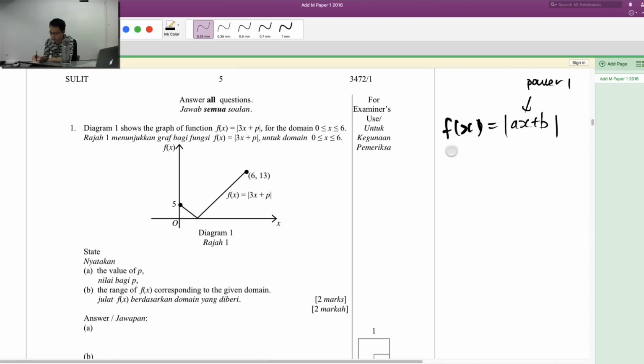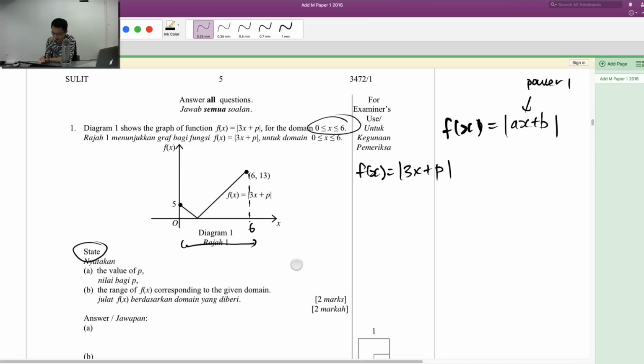We have this equation, f(x) equals modulus of 3x plus p. This is just a range, which tells us it's from 0 to 6. Nothing very special there. The first thing asks you to state the value of p. Whenever you see "state", you can straight away write the answer.